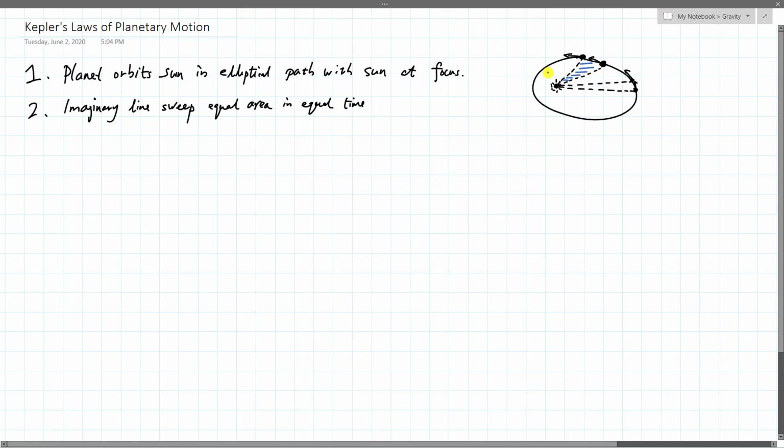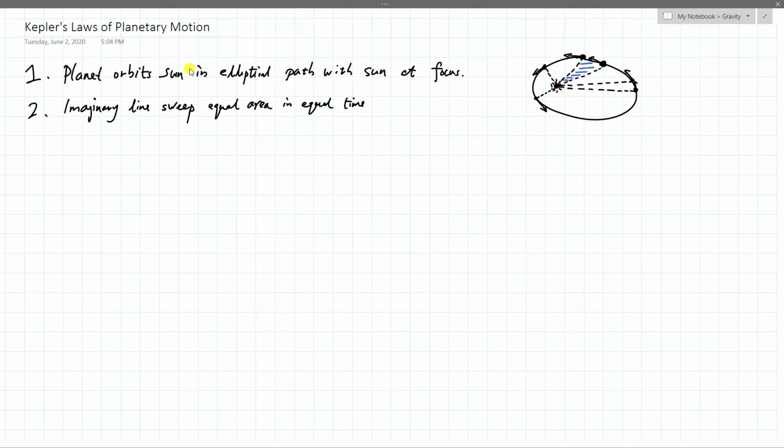But as the planet gets closer and closer, the broom handle gets so short, if this orbit is very elliptical, so it has to cover more distance here in order to sweep the same area with the same amount of time. So the planet simply moves faster as it comes closer to the Sun, and it moves slower as it moves away from the Sun.